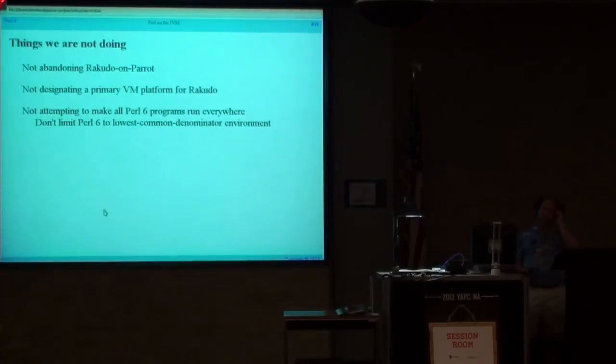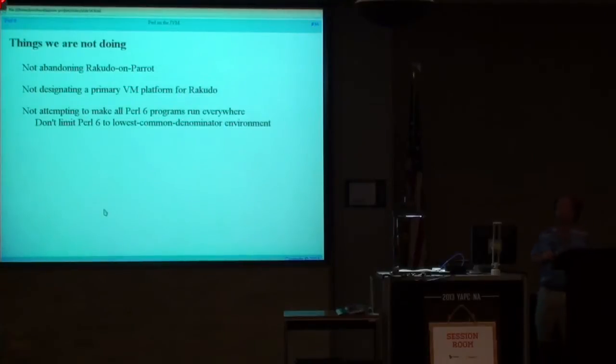Some things that we are not doing, and this also came up in some of the questions: we're not abandoning Rakudo on Parrot. At the moment, Rakudo on Parrot continues to be, and will be for at least the next few months, and possibly longer, the most feature-complete Perl 6 implementation that exists. So we're not going to throw it out. It's still the benchmark by which we have to judge whatever else is done, both in terms of speed and in terms of feature completeness. Even if Parrot doesn't have a lot of changes or things coming along, we will continue to support Rakudo on Parrot for the foreseeable future.